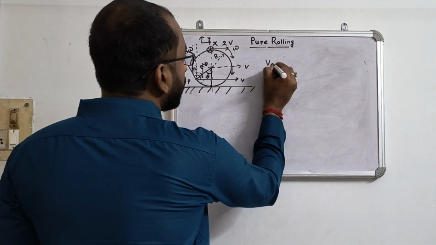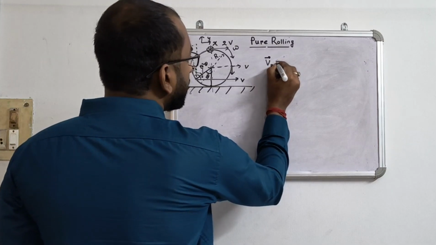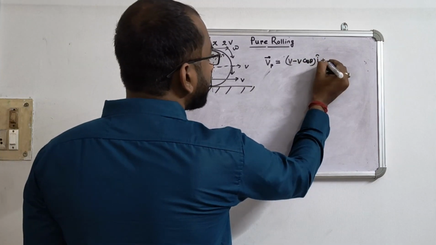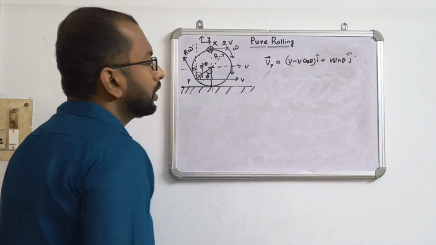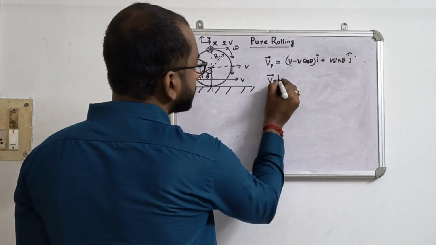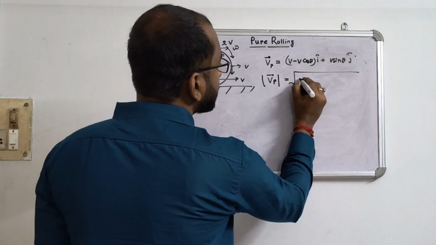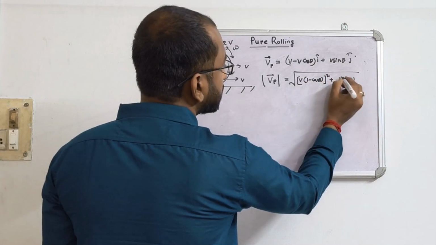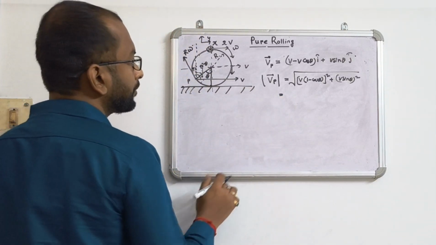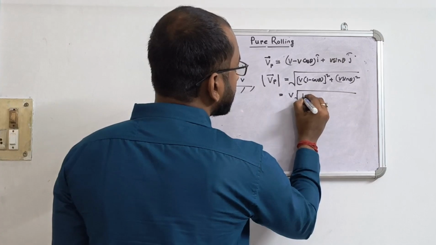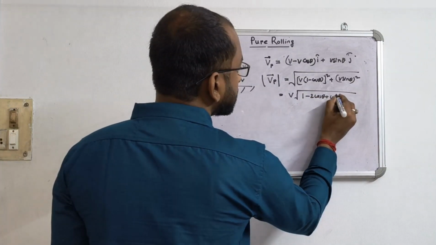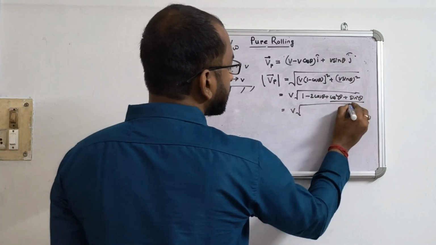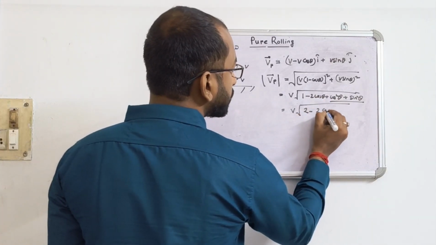Now we have already got at any random theta, velocity is v minus v cos theta i plus v sin theta into j. Now what is the total velocity or the velocity magnitude? Root over of this square plus this square, v(1 minus cos theta) whole square plus (v sin theta) square. So we can get the magnitude of the velocity of the particular point. So v will come out of the root, and we can write 2 minus 2 cos theta plus cos square theta plus sin square theta, so cos square theta plus sin square theta value is 1. So we can write that 1 plus 1 is 2, 2 minus 2 cos theta.